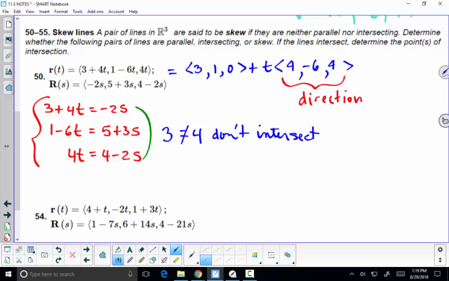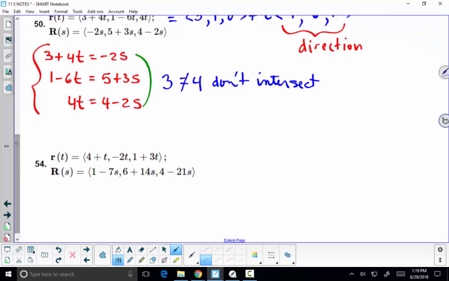What if you get 3 equals 3? So if you get 3 equals 3, what does that mean? They intersect how many times? Yeah, they coincide. So if you get a unique solution, that means that they intersect in one place. If you get an infinite collection of solutions, that means that they're actually the same line. So they intersect everywhere. Okay, so now we have the first condition for skew. We know that they don't intersect. Second condition for skew is that they're not parallel.